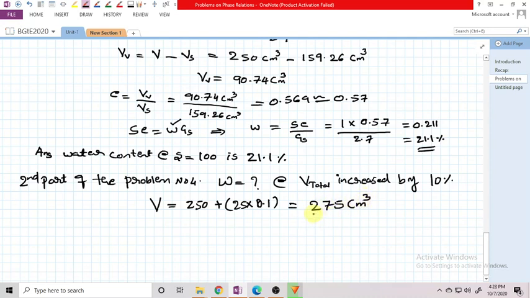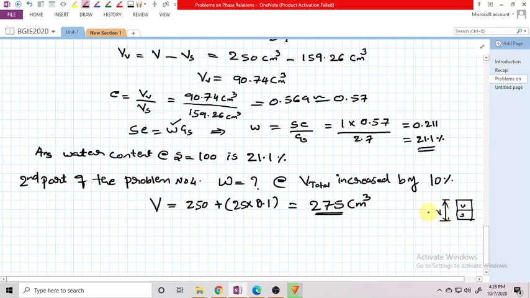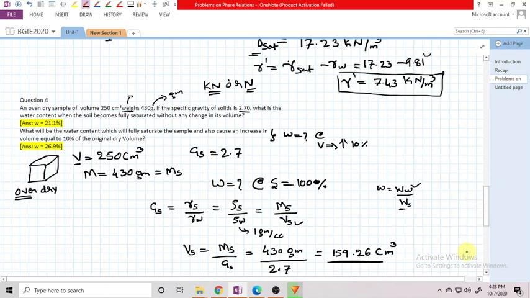So your total volume is no more 250. Now it has become 275 cm cube because of excess water. Suppose this is your three-phase diagram. This is the solids, earlier this much was the water, and this was the total volume. Now what happened is, I added some more water here, so that your total volume now becomes more.